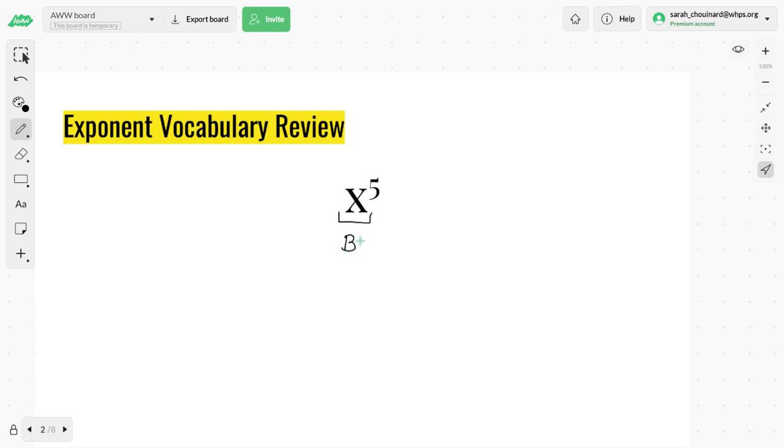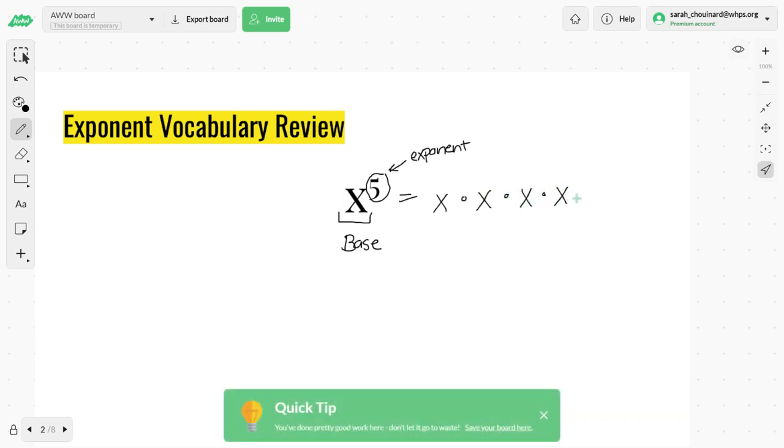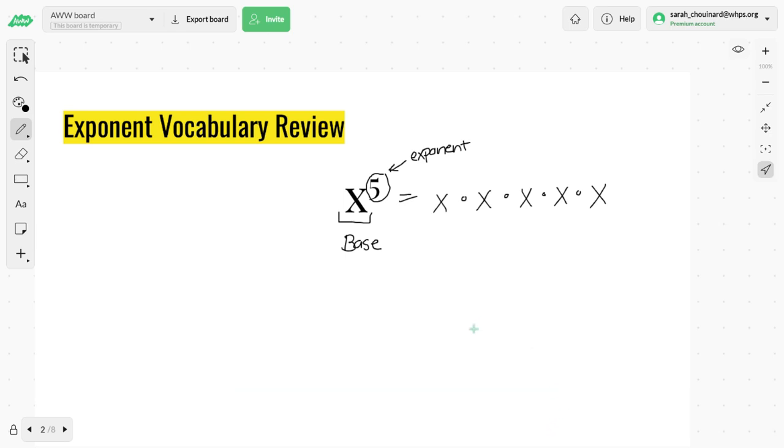This part is called the base. This part is called the exponent, and the thing as a whole is called a power. So just a reminder, when you have x to the 5th power, it represents repeated multiplication. So x to the 5th is really x times x times x times x times x. Just a shorter way of writing it is as 1 power, x to the 5th.